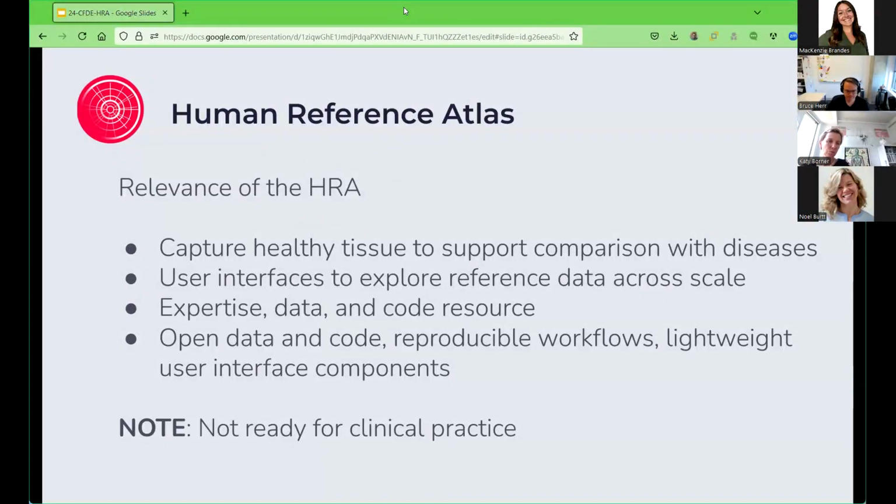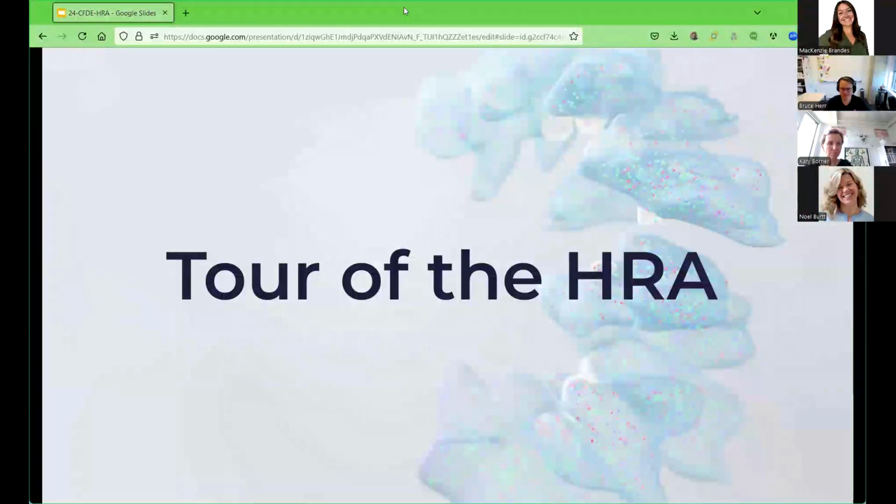And we have a lot of open data and open code, many reproducible workflows and lightweight user interface components linked from the HRA portal. So you're very welcome to benefit from this, but also please do let us know if you miss anything, and we can always run custom queries for you. And it's not yet ready for clinical practice. There is no single clinical trial that has been using the Human Reference Atlas. It's just too early. On the next slide, there's a tour of the HRA, and I think that's Bruce again.